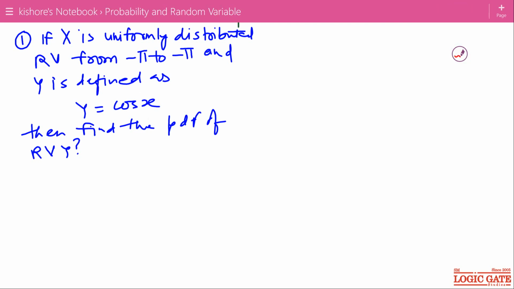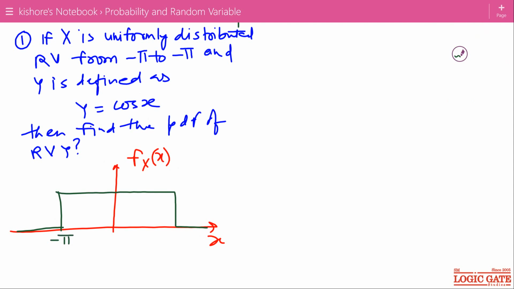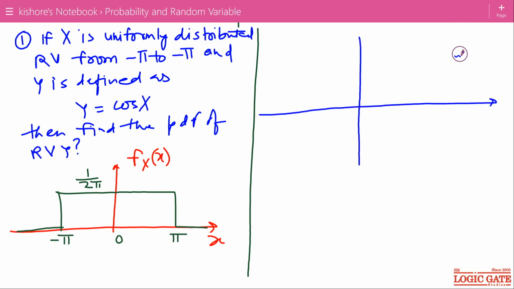First of all, let's draw the PDF of random variable x, which is uniformly distributed from minus pi to plus pi, so its height has to be 1 by 2 pi. Now let us draw the transformation. The transformation is, better to write capital X here, cos x. Y is cos x from minus pi to plus pi. So it is monotonically decreasing for positive values of x, and it is monotonically increasing for negative values of x. X is from minus pi to plus pi.